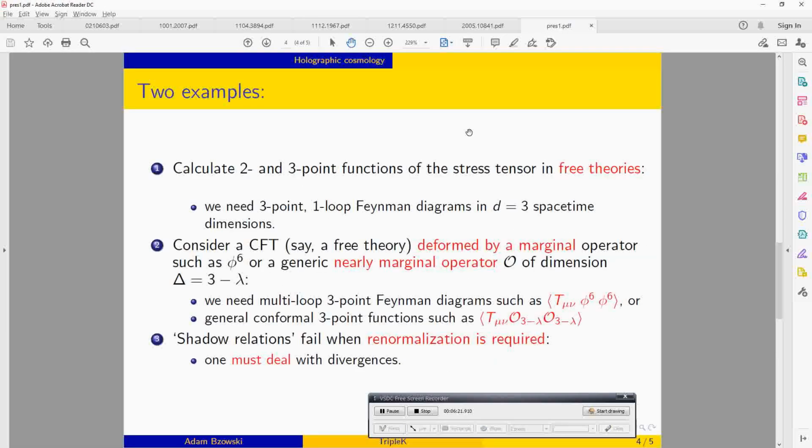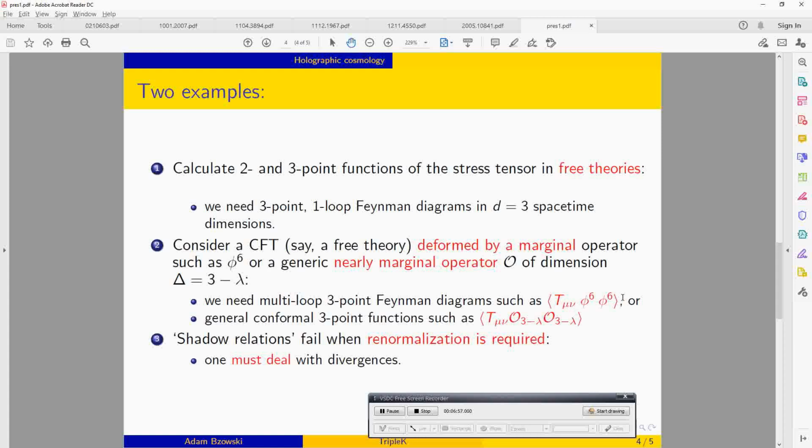But probably more interestingly, we could say, okay, let's start with some CFT, like a free theory, and we can deform it by some scalar operator. If we start with a free theory, we can take classically marginal operators such as phi to the 6, or some generic nearly marginal operator O of dimension 3 minus lambda. And so in this case, to use the correspondence, we will have to calculate three-point functions such as this, let's say.